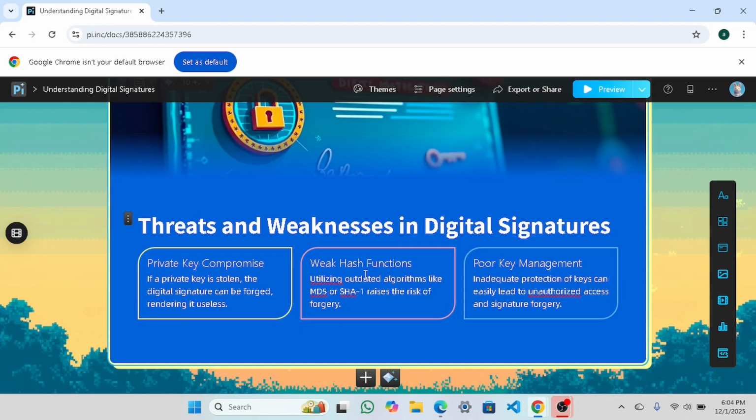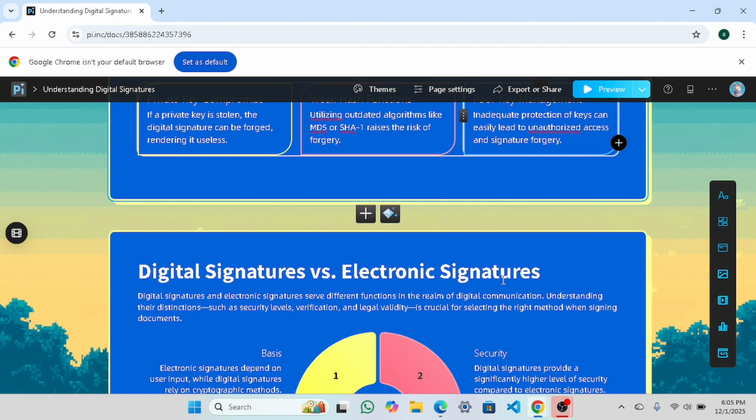Threats and weaknesses in digital signatures. What are they? Private key compromise. If the private key is stolen, the digital signature can be forged. It's useless. Weak hash functions. Poor key management. These are the three threats and weaknesses for digital signatures.